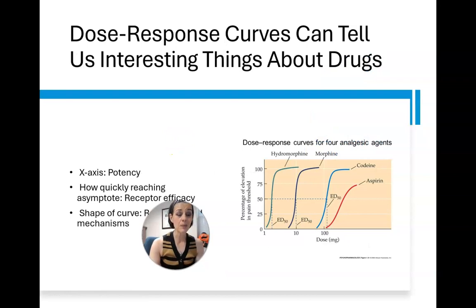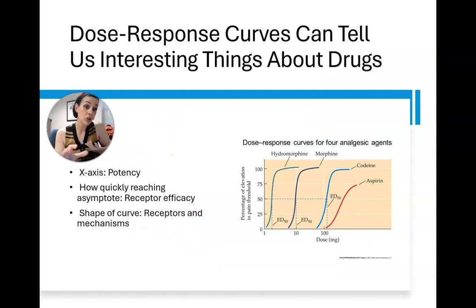And one of the things that you might find kind of interesting is that looking at dose response curves can tell us a lot of really interesting things about drugs. So what you're looking at here are dose response curves for 4 different types of pain relievers. So we have hydromorphine, morphine, and codeine, all of which are opioids, and then we have aspirin. It's a pain reliever, but it works in a very different way. So it's not an opioid.